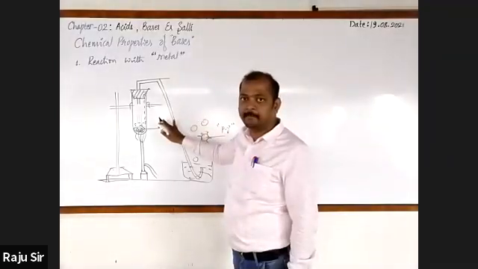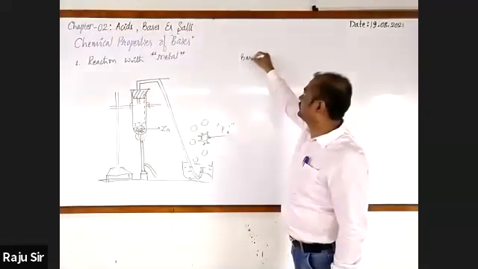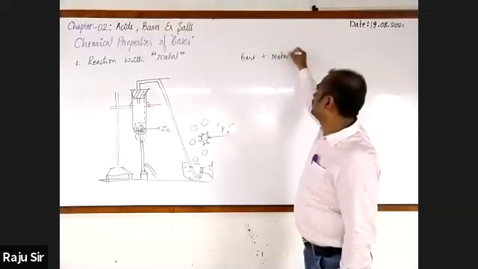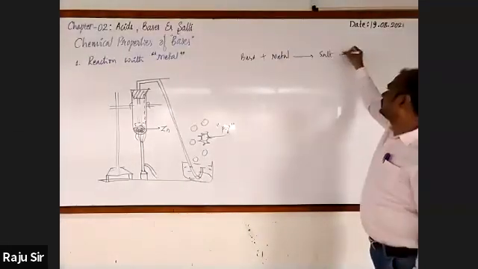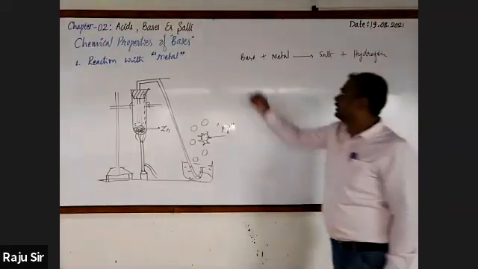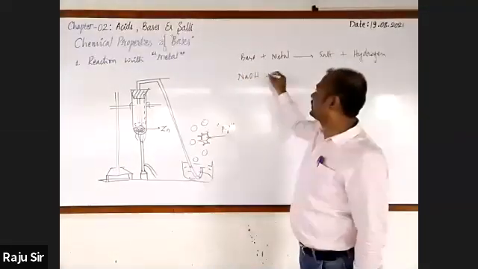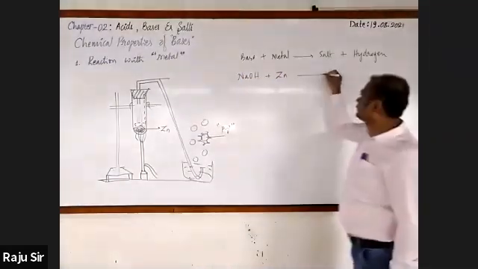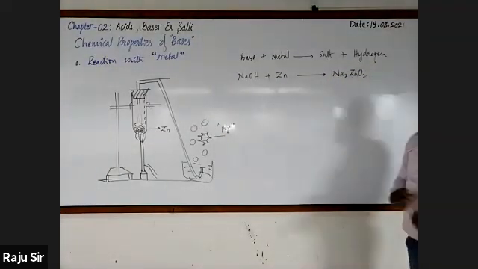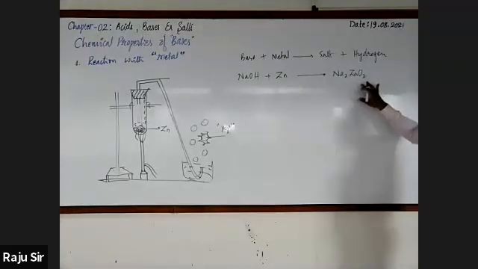So in general, we can say that when a base reacts with a metal, it produces salt and hydrogen, with the liberation of hydrogen gas. Here I'll write the chemical reaction. It is NaOH plus Zn gives rise to Na2ZnO2, which is sodium zincate. Know this. Do remember this chemical formula.